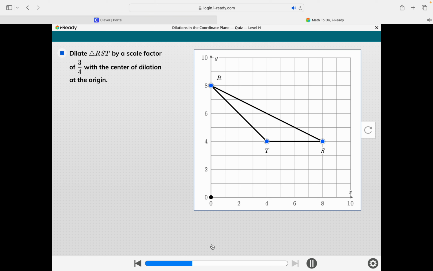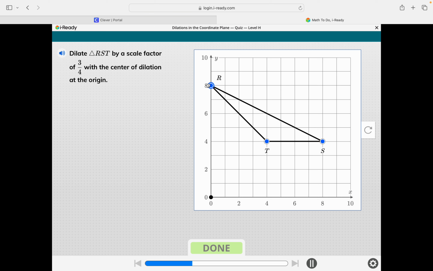Dilate triangle RST by a scale factor of 3/4 with the center of dilation at the origin. Origin is right there. So now we have to dilate R first, and then S, and then T. Okay. Don't bring that, Subani. Just keep it over there. We are doing everything here in the kata. Tell me R, Subani, first. R equal to.